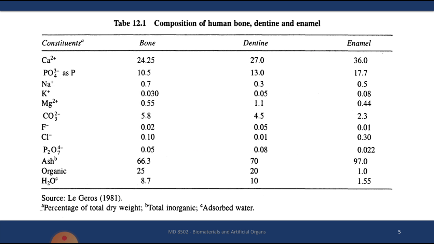Moving on, we have the composition of the human bone, dentin and enamel. When we talk about the human bone, the teeth and the enamel, these are the different constituents. We have calcium, phosphate, sodium, potassium, manganese, all those things are there. So these are the different minerals and components found in the bone, teeth and the tooth enamel.